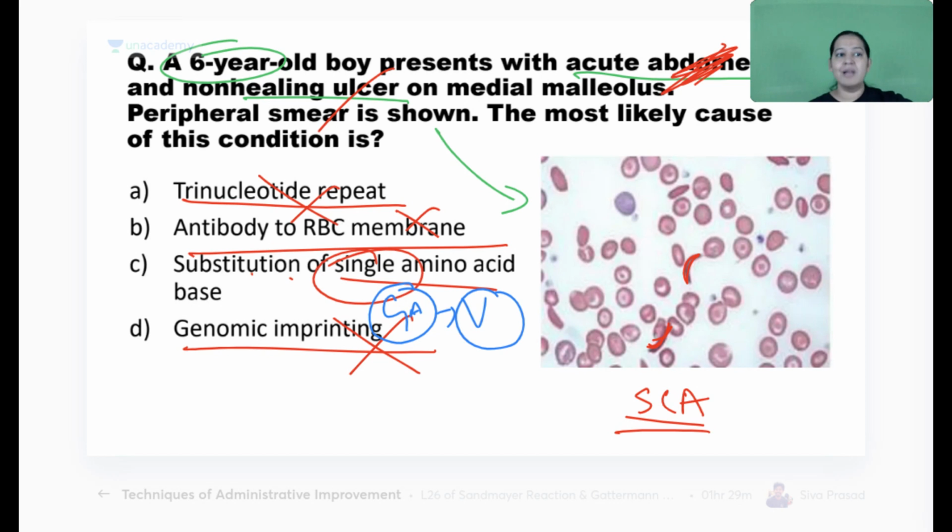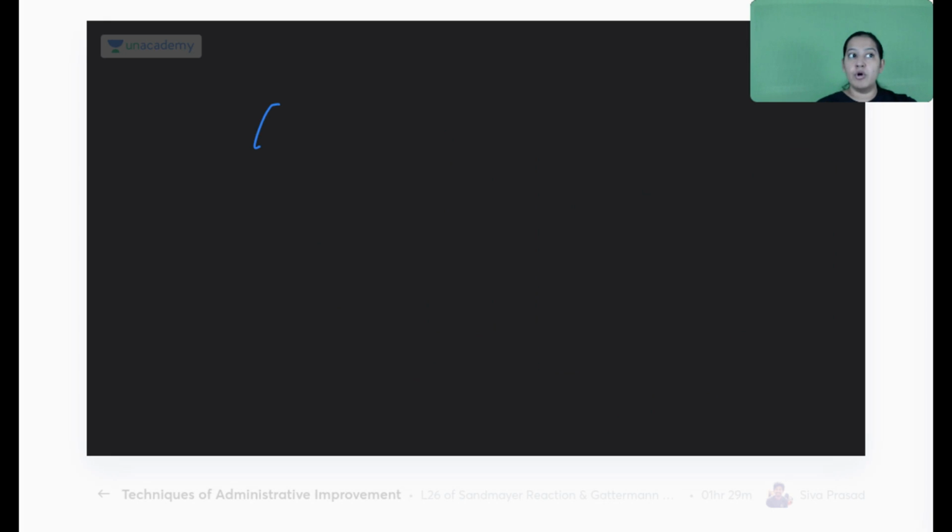Give me a thumbs up. So learn the name of the codon also. Codon abnormality: the normal codon is GAG. In mutation, it becomes GTG.